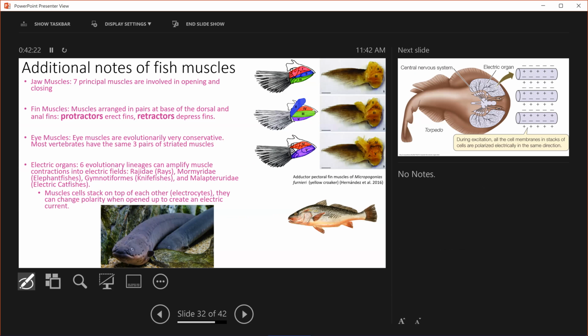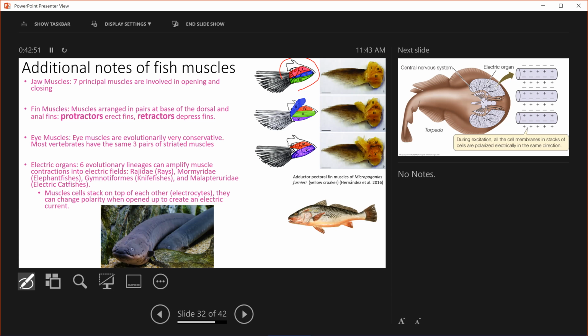Fin muscles have pairs. There's a series of muscles, protractors that erect the fins, retractors that depress them. This is a yellow croaker here, and you can see they've illustrated in different colors the sets of fins. This is a pretty advanced fish, and so it has fin movement. It can lie them down, flare them up, and turn them, and these sets of muscles allow them to do that. Eye muscles are pretty much the same as ours.